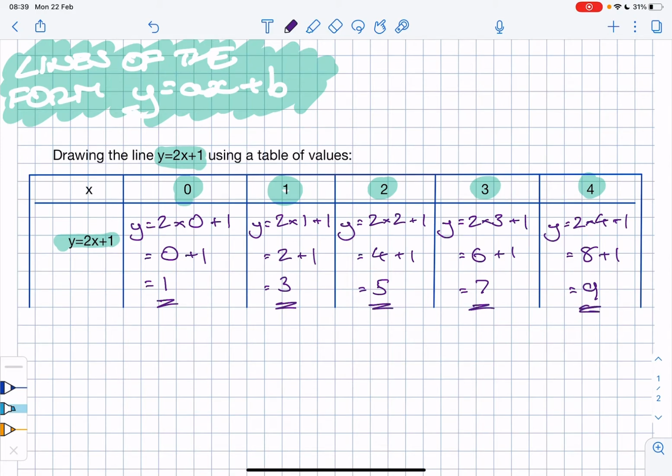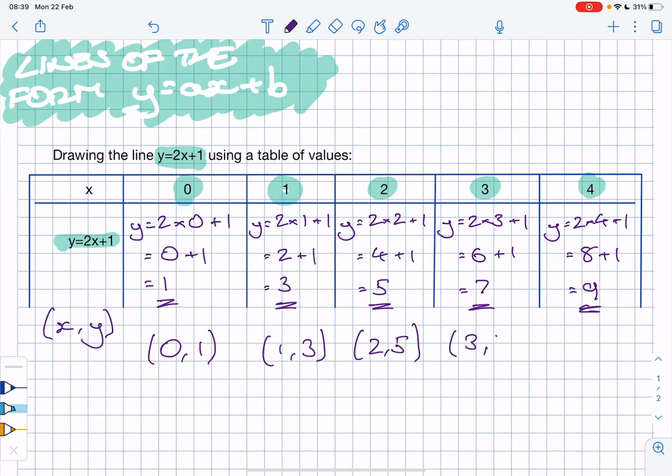And what that means is we have a coordinate. If you think about a coordinate, every single time it's just an x value and then a y value, and that's what we're changing these into, okay? Our x value for the first one is 0, and our y value is 1. Our x value for the second one is 1, and our y value is 3. For the third one, we've got 2, 5. For the fourth one, we've got 3, 7, and for the fifth one, we've got 4, 9.